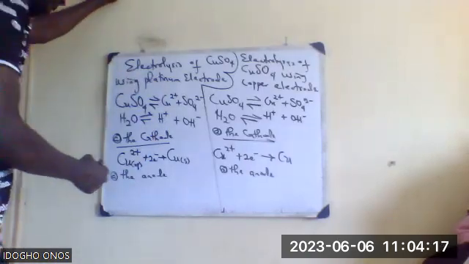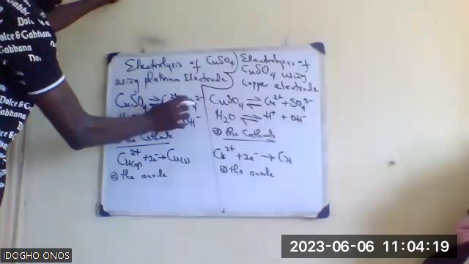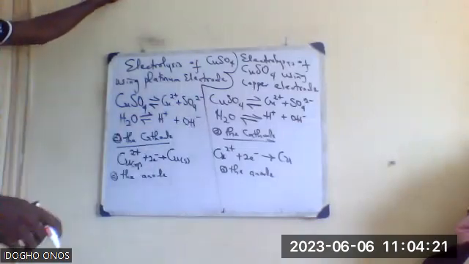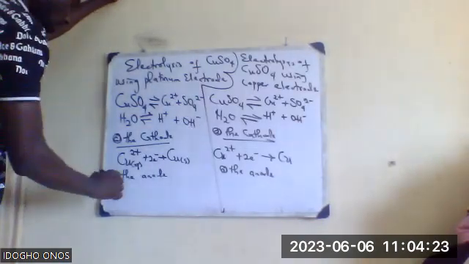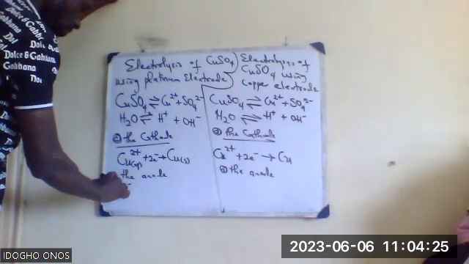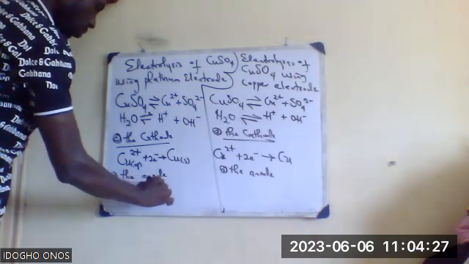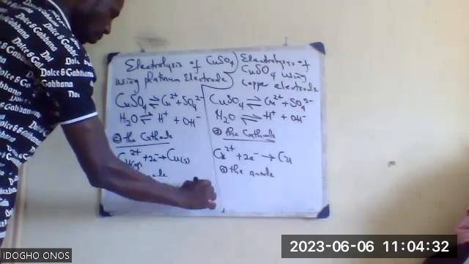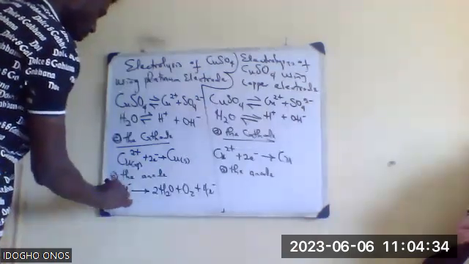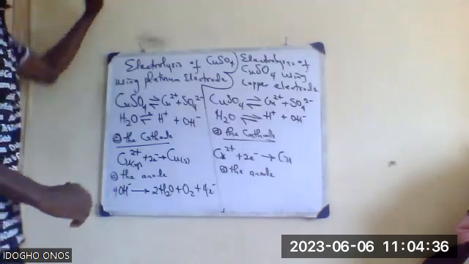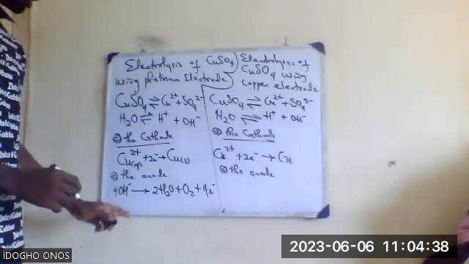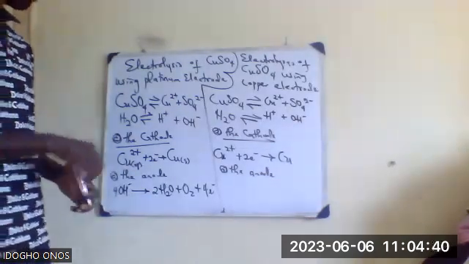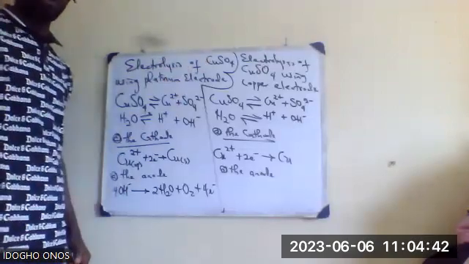Okay. So for the anode, instead of SO4, hydroxide ion is discharged. So I should have OH minus. As usual, my product is water, oxygen gas, 4 electrons, 4 electrons. So this is what you should get for electrolysis of CuSO4 using platinum electrode.